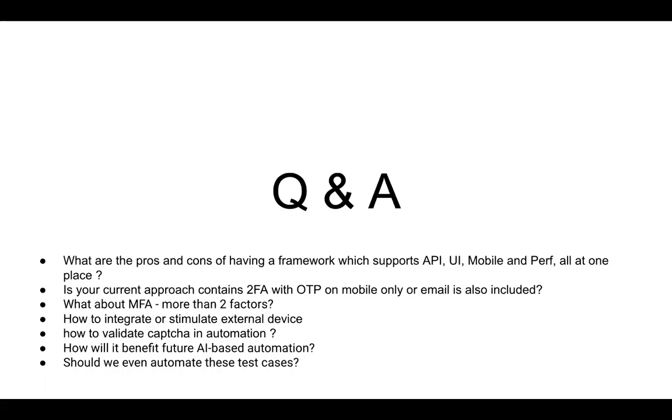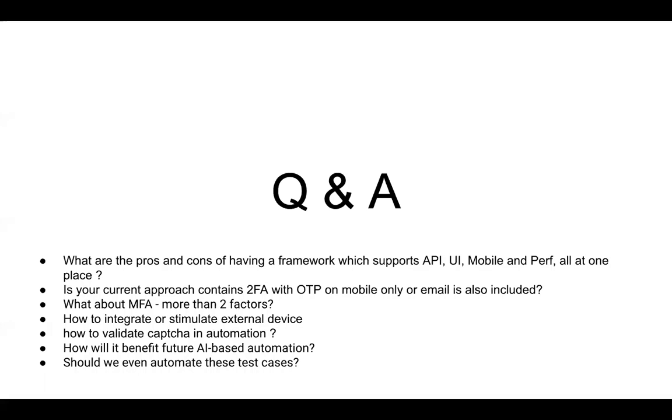Going on to the second question: is your current approach 2FA with OTP on mobile only, or is email also included? So email is also included. I didn't show you the demo right here because it takes a long time to demo every feature. What I would suggest is you can connect with us, write an email to us at support@testsigma.com, or get in touch with one of us who can show you the demo, and so you can take it ahead, right? So the answer to that question is yes, email is also included.